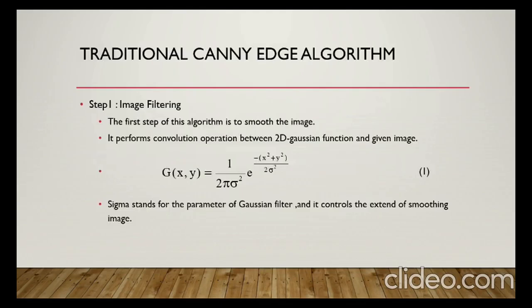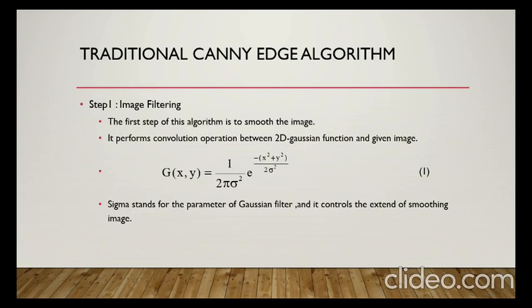Firstly, I am going to discuss the traditional Canny edge algorithm, and after that we are going to learn and deeply discuss the improved Canny edge detection algorithm. There are 4 steps in the traditional Canny edge algorithm. The first one is image filtering.